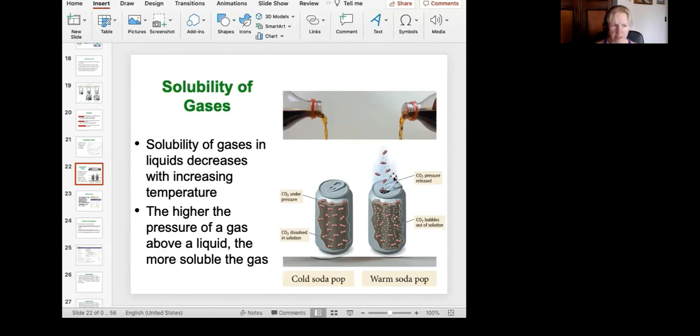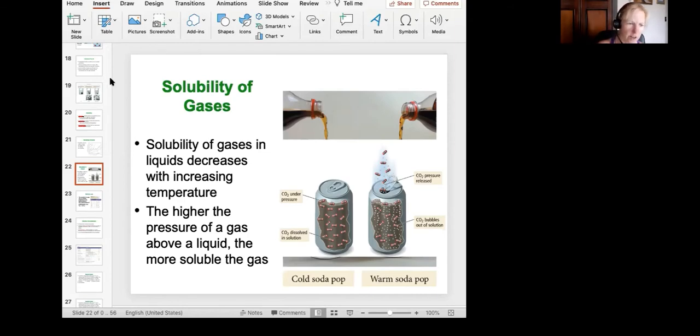And unlike solids, the solubility of a gas is inversely related to the temperature. So the colder the temperature, the more soluble the gas. The higher the temperature, the less soluble. And that's because gas molecules have high kinetic energy. So when you heat a gas, what happens? That gas starts moving faster. If it's in a solution, it's going to move more so that it can break free of the surface of the solution and escape into the atmosphere, into the gas phase.